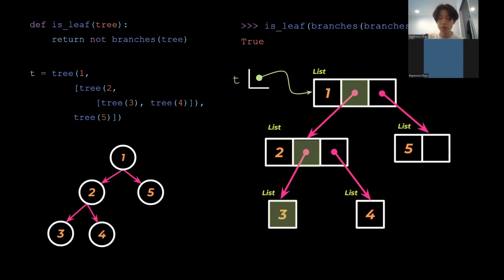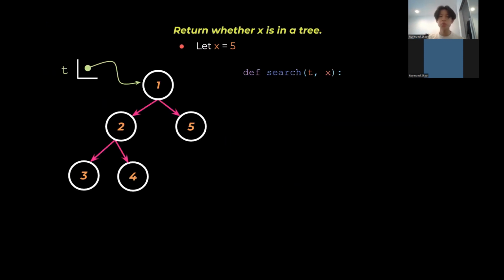And then isLeaf will just return whether a node is a leaf. Okay, so how do I actually move through a tree? How do I iterate through a list? So let's say I have a simple problem statement. I want to return whether or not my tree has a 5.